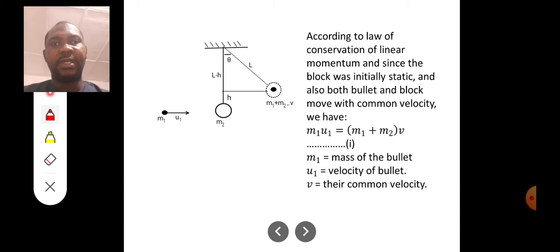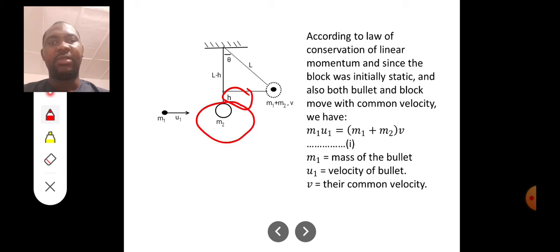So look at the diagram very well. You can see the L is the length of the rope holding the block. But when it is displaced here, it will be at a little height h above its original position. And so if here is h, it means that here will now be L minus h. The remaining part of the pendulum will be L minus h.